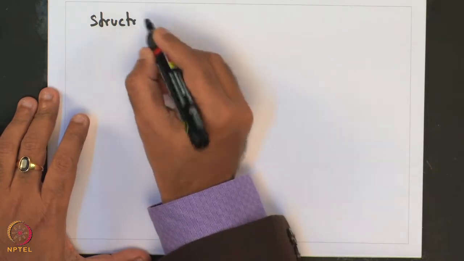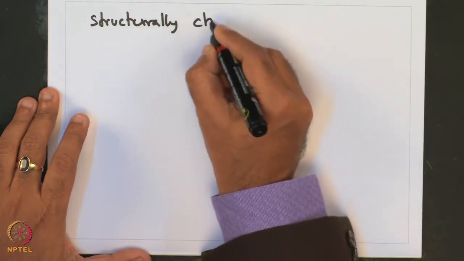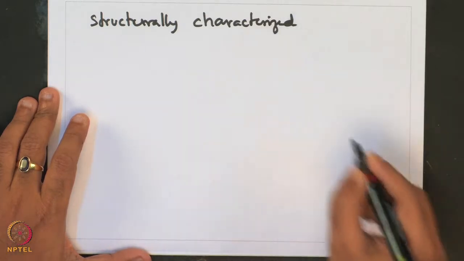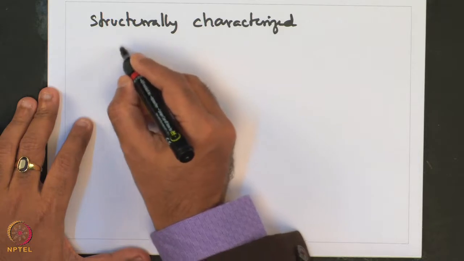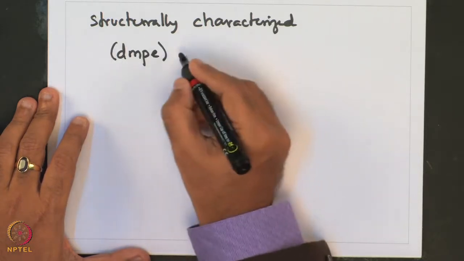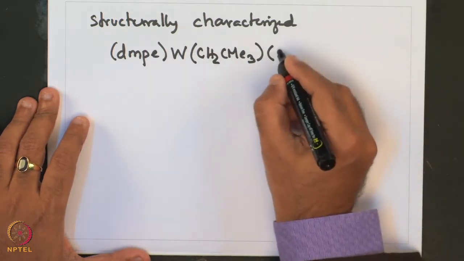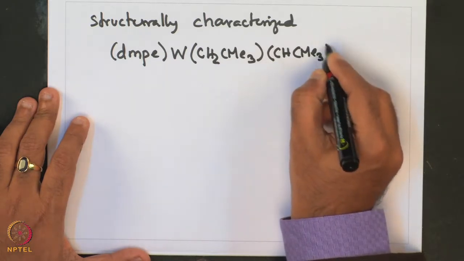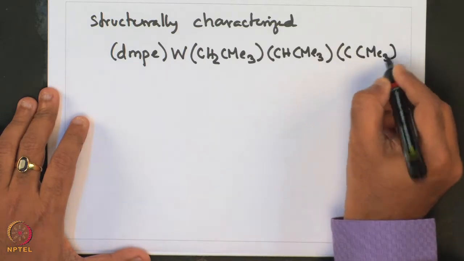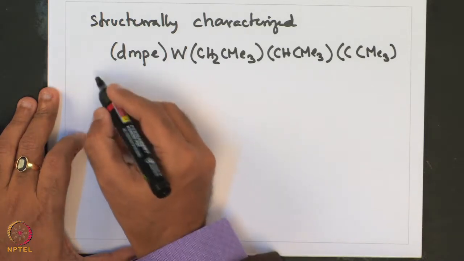With regard to the existing examples of structurally characterized metal carbyne complexes, one interesting example that comes to the fore is that of a tungsten carbyne complex of the formula given below. So, a structurally characterized example of a tungsten carbyne complex having the formula DNP tungsten CH2CMe3, CHCMe3, CCMe3.